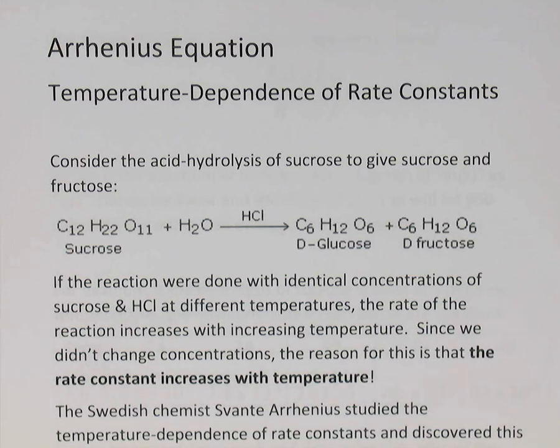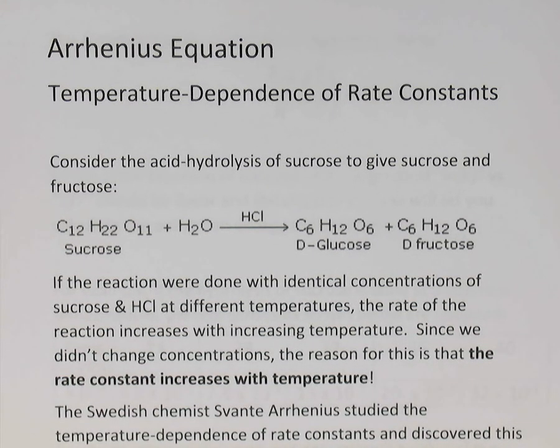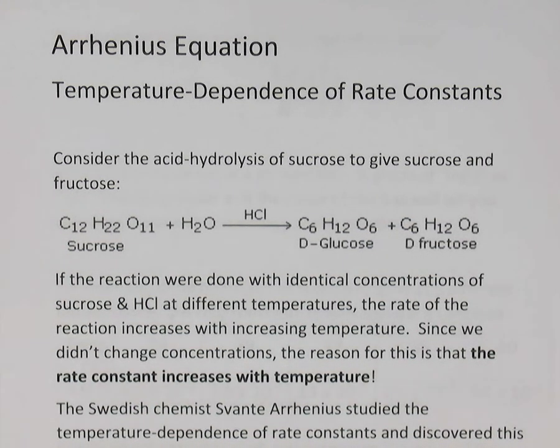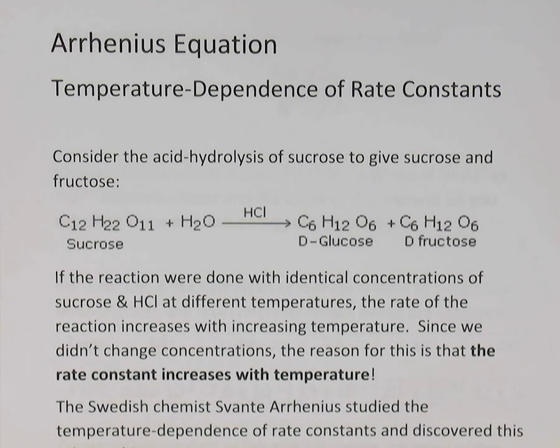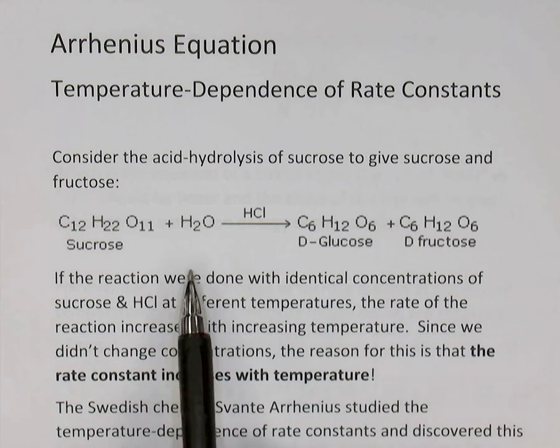Alright, in this video we're going to look at one of the final topics in the chemical kinetics unit. This is called the Arrhenius Equation, which describes the temperature dependence of rate constants. Stop and think about this for a minute and you'll realize quickly why rate constants do indeed have to be temperature dependent. We'll look at a reaction here which is from biology or biochemistry.